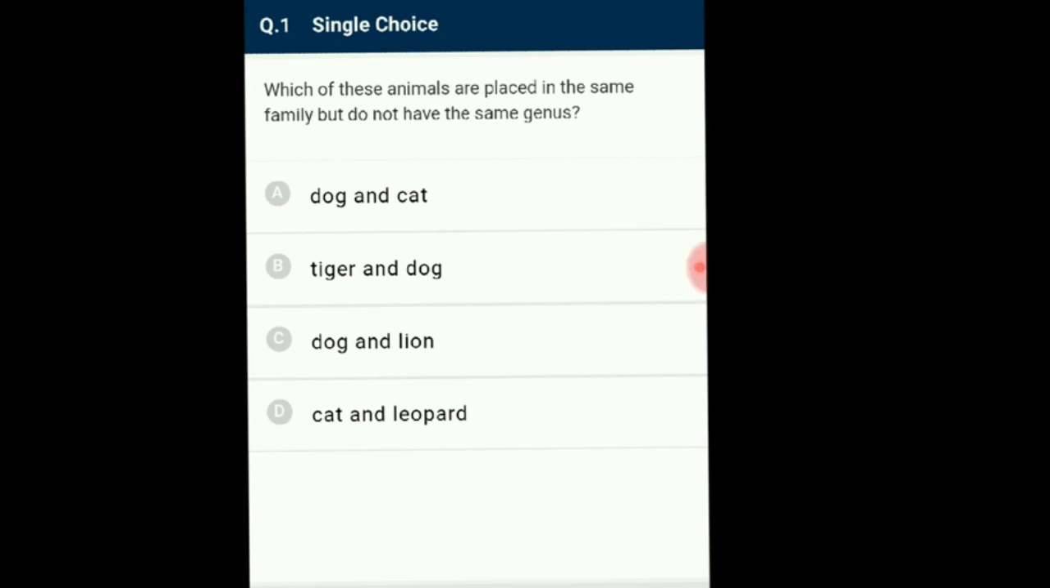So the correct option for this question is cat and leopard. These animals are placed in the same family but do not have the same genus. So the correct option is D.